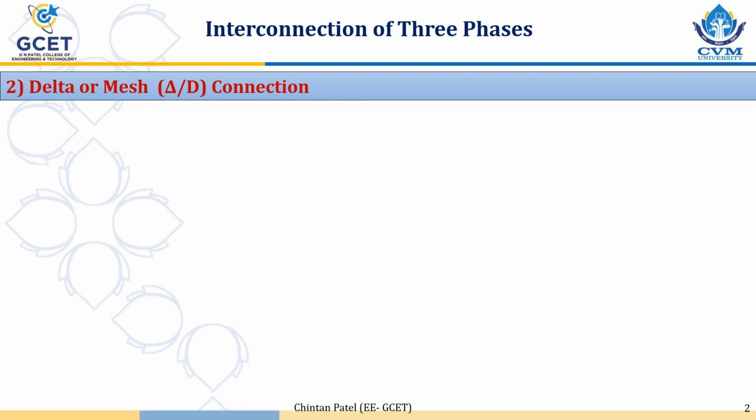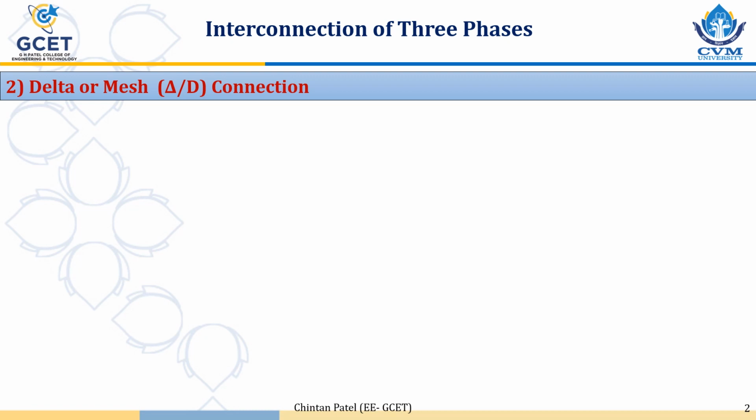Hello everyone. In the last lecture, we discussed three-phase star-connected network. For three-phase star-connected network, we define line voltage, phase voltage, line current, phase current, and we also derive the relationship between voltages and currents in three-phase star-connected network.